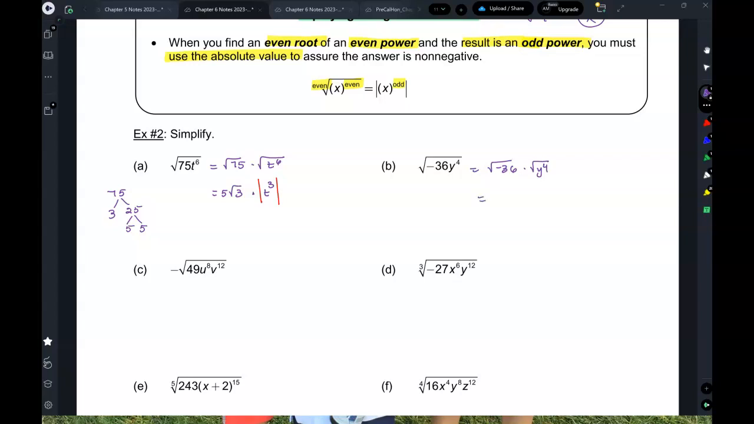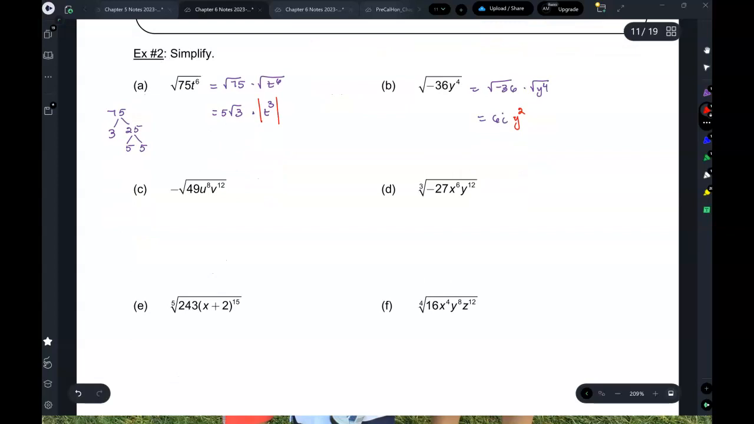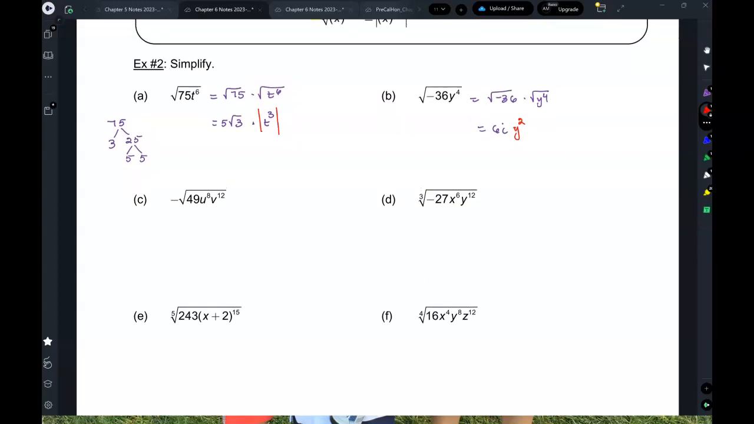Okay, root negative 36, I know is 6i. What about the next one? Y squared. Do I need absolute values there? No, because no matter what, that's going to be positive. Okay? It's an even exponent.